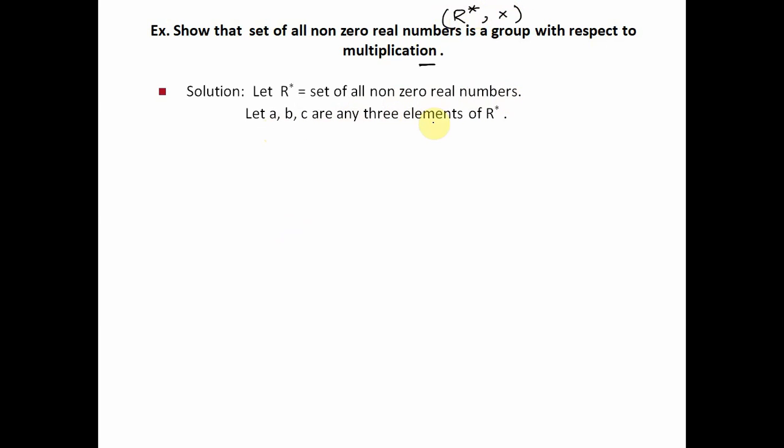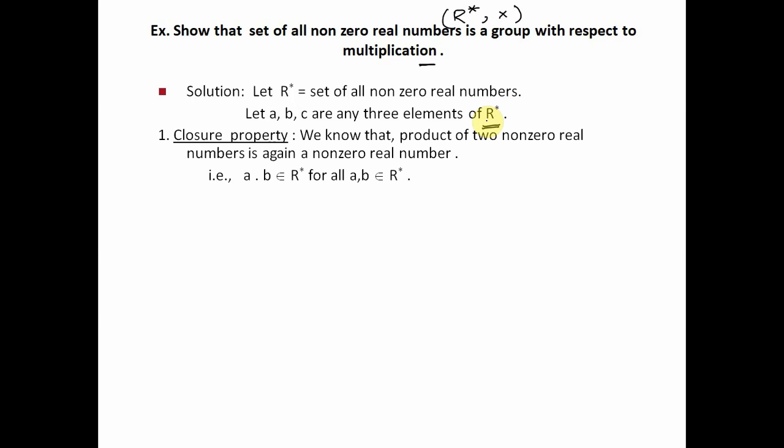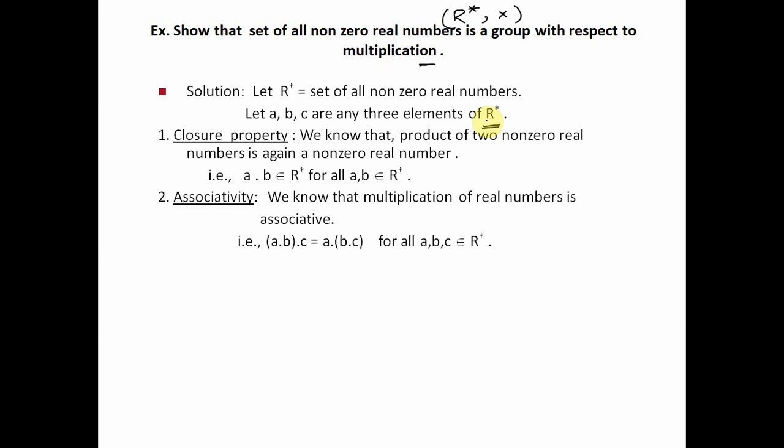Let a, b and c be any three elements of R star. Once again, I do not know the properties of this algebraic structure, but I know the properties of real numbers. I know the properties of multiplication of real numbers. Multiplying two non-zero real numbers gives me another non-zero real number. So the set of non-zero real numbers is closed under multiplication, and the closure property is satisfied.